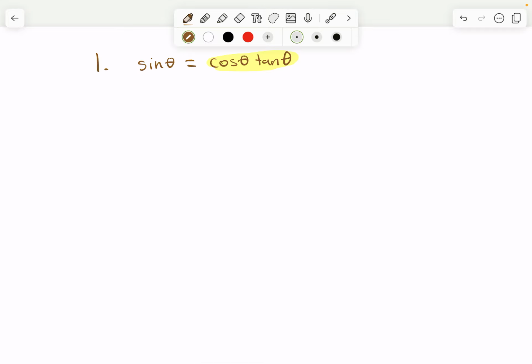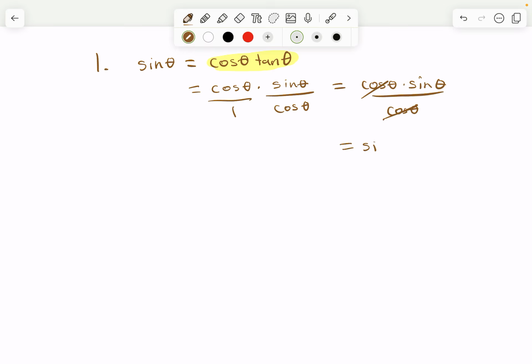So looking at cosine and tangent, I see that these are both multiplied, and my end game is I want to get a sine. So the first thing I'm going to do is, instead of writing tangent, I'm going to write sine over cosine. Normally having things in terms of sine and cosine will make your life a little easier. And because I'm multiplying here, we can cross out the cosines, and you see that we get sine, and the problem is done.